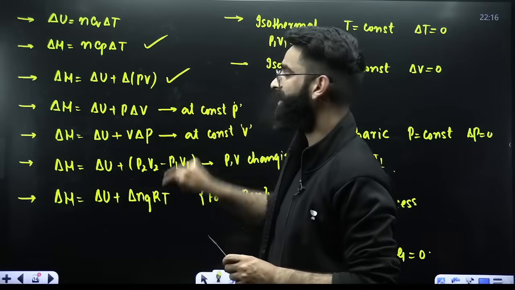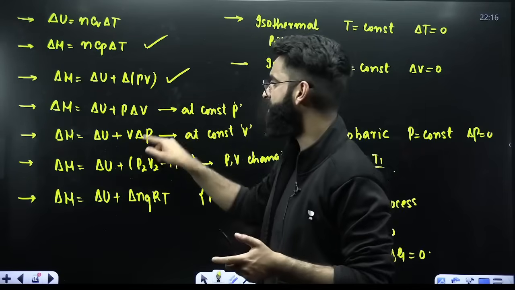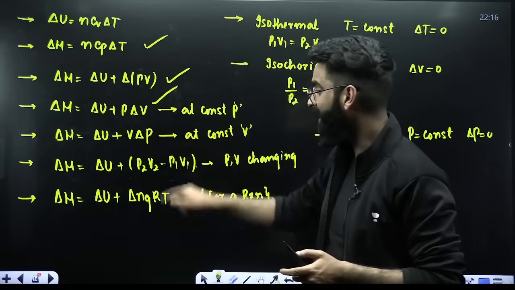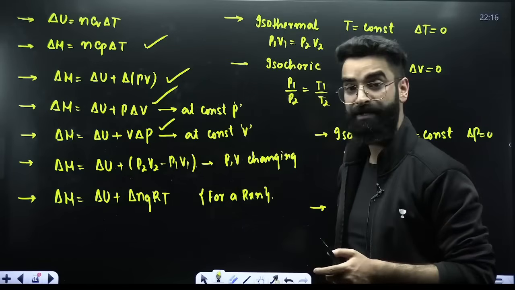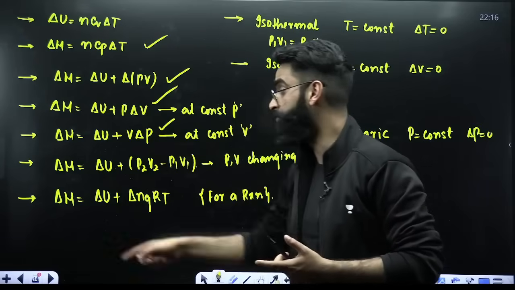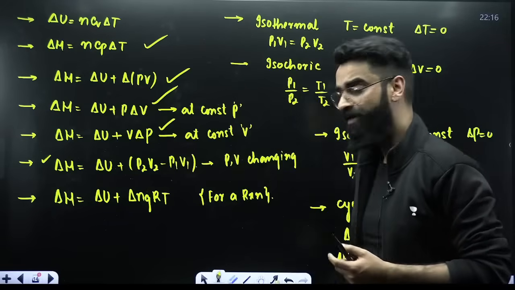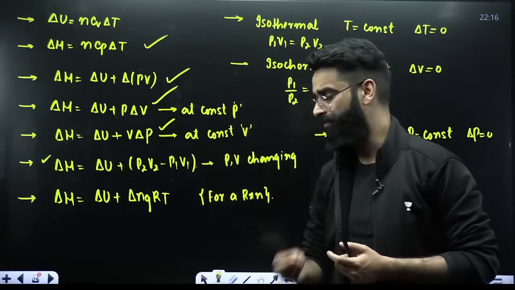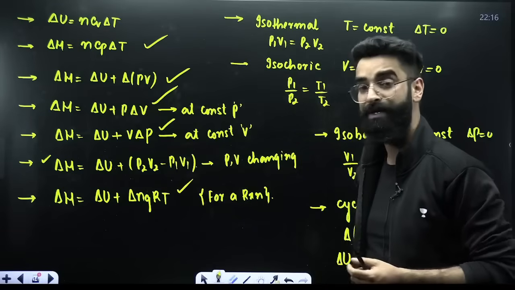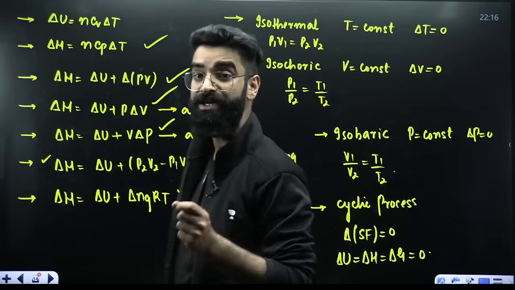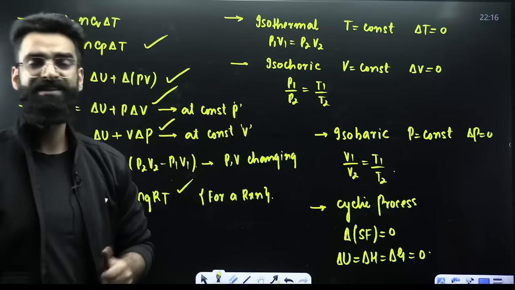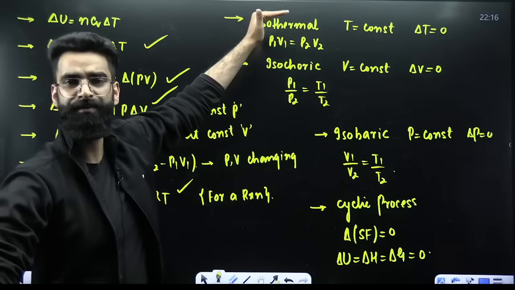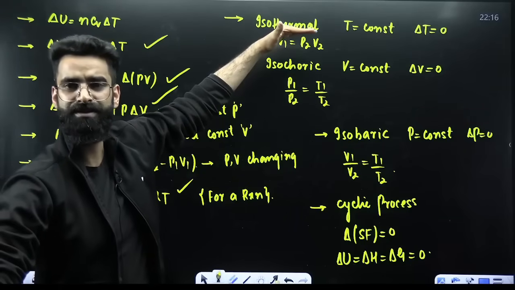Delta H is equal to delta U plus delta of PV. At constant pressure, you use this particular result. Keeping constant volume, you use this particular result. If pressure as well as volume both are changing, this is the result. For a particular reaction which is carried out at a particular temperature, delta H is equal to delta U plus delta ng RT. Similarly, in case of isothermal processes, temperature of the system is constant.